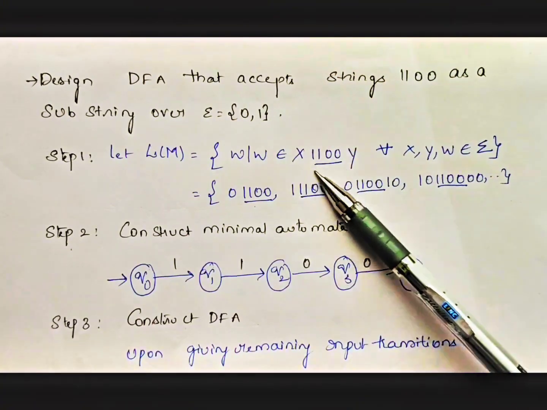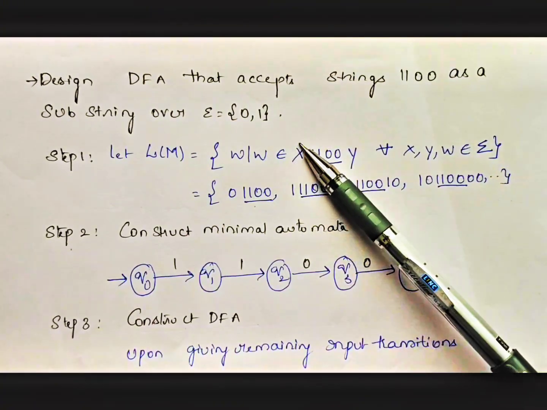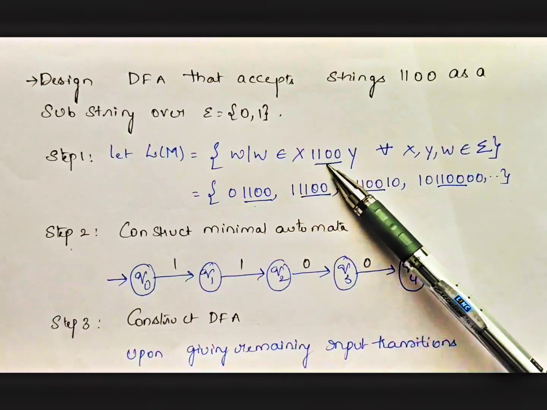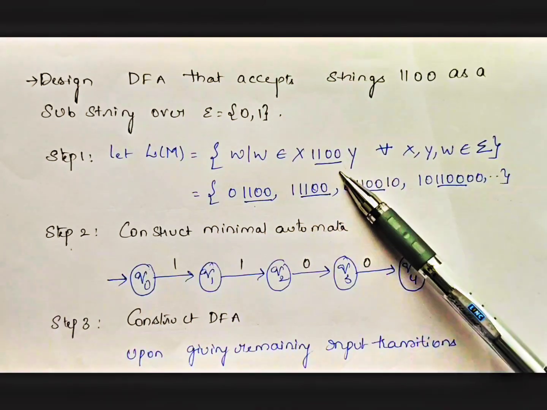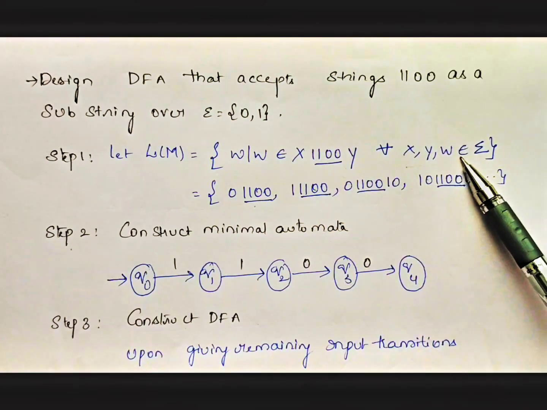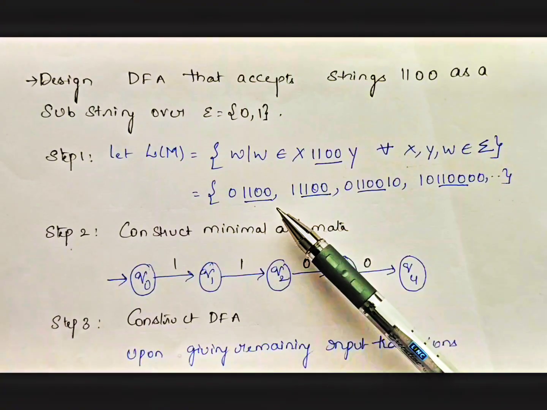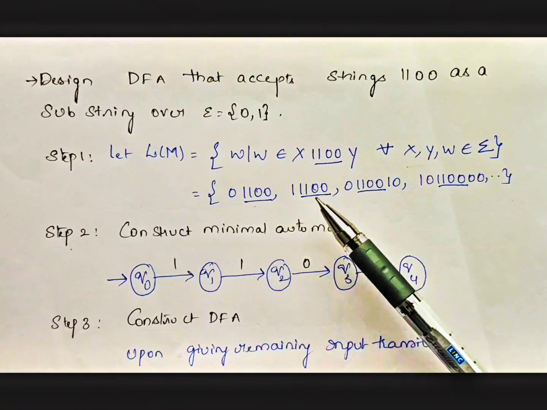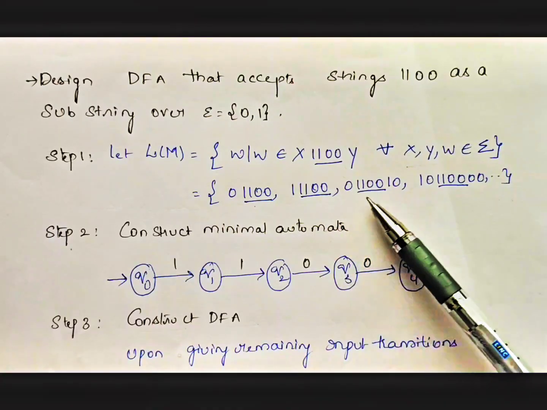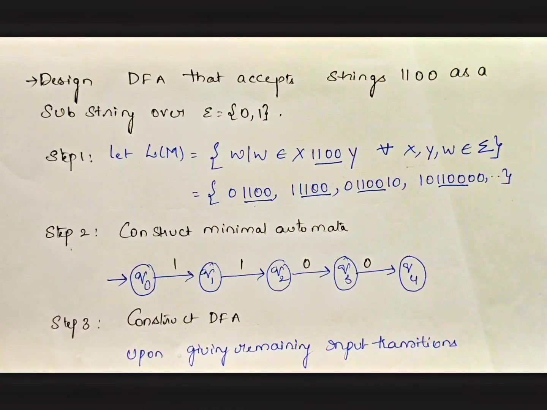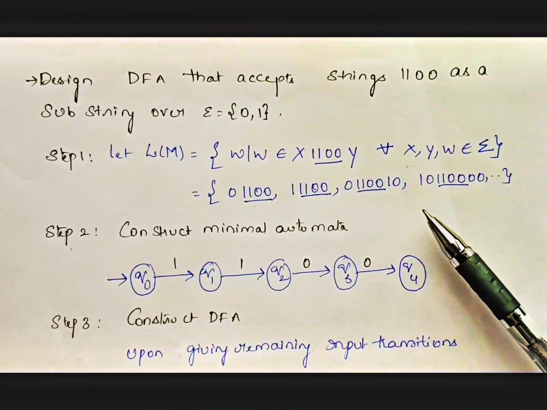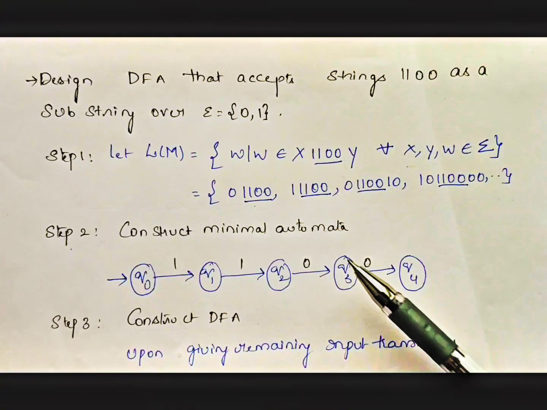It means since 1100 is a substring, before this we can have any zeros and ones, and after this we can have any number of zeros and ones, where x, y, w belong to the input sigma. So the sample strings generated can be 01100, 11100, 0110010, and so on. Upon generating sample strings, we need to construct the minimal automata.